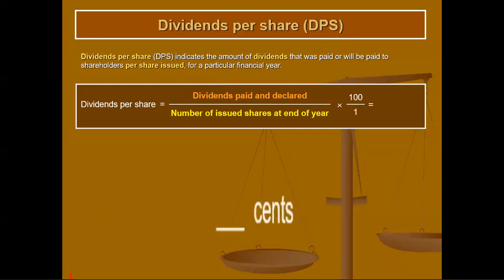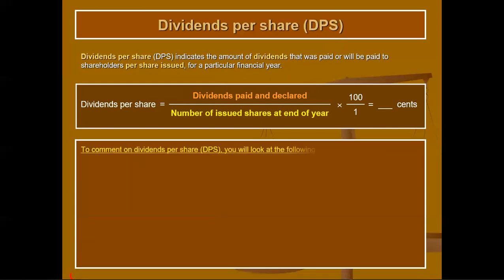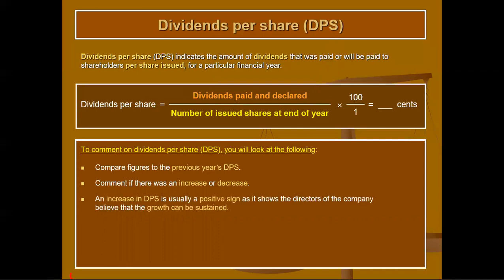So just remember that your dividends paid are your interim and declared will be your final. So your interim dividends plus your final dividends, you add them together, you divide it by the number of shares issued to get your dividends per share. All right. You compare to the previous year. When you comment, you specify whether there was an increase or a decrease, and an increase in dividends per share is usually a positive sign, as it shows the directors of the company that the growth can be sustained.